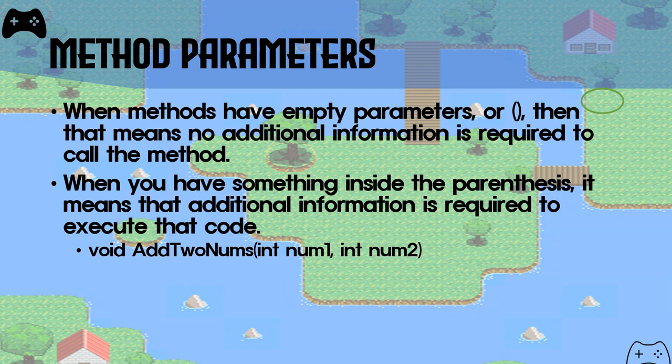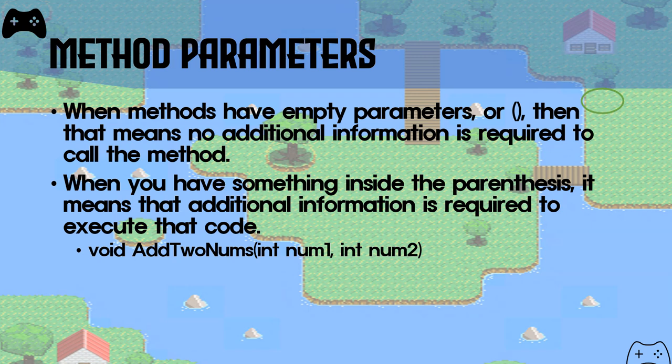Now, talking about parameters, if we look at that last method, we have, again, empty parameters, or just an open and closed parenthesis. That means that we don't need any additional information in order to call and use that method. Now, when we do have something inside the parentheses, it simply means that we need additional information in order to execute that code. So let's look at this example here.